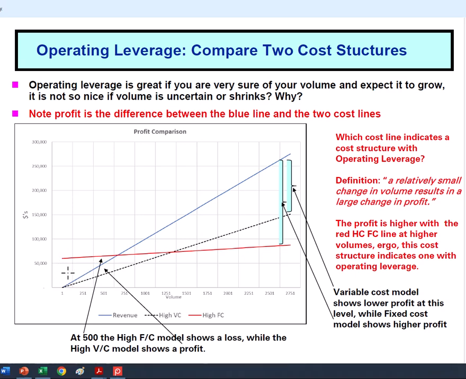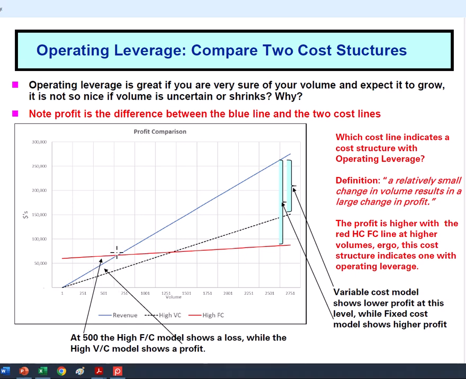So we lose money under the high operating leverage at low volume, but we still make money under the high variable costs. So that's where we say if you're sure about your volume and you're expected to grow, do the high fixed cost model. If you're risk averse, maybe you say, okay, I know I'm not going to make as much money potentially, but I'm not going to lose as much either at lower volumes.